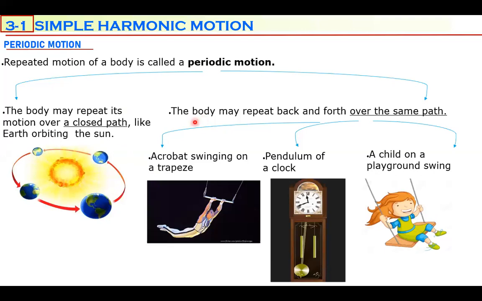And the second one, the object can move over the same path back and forth, like an acrobat swinging on a trapeze, or the pendulum of a clock, or a child on a playground swinging back and forth over the same path. So these are periodic motions. One of them is on a closed path, the other is on a line path. Both are called periodic motion. The basic idea is that the motion must repeat itself.